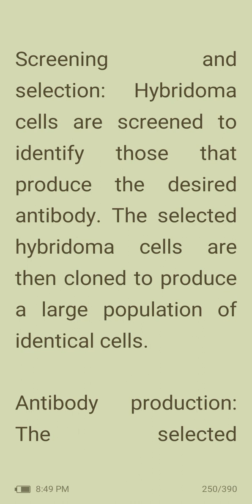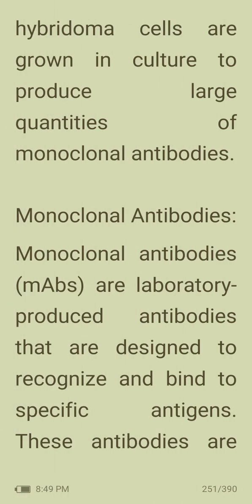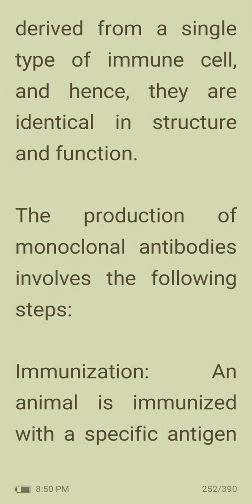The selected hybridoma cells are then cloned to produce a large population of identical cells. Next, antibody production. The selected hybridoma cells are grown in culture to produce large quantities of monoclonal antibodies. Monoclonal antibodies are laboratory produced antibodies that are designed to recognize and bind to specific antigens. These antibodies are derived from a single type of immune cell and hence they are identical in structure and function.